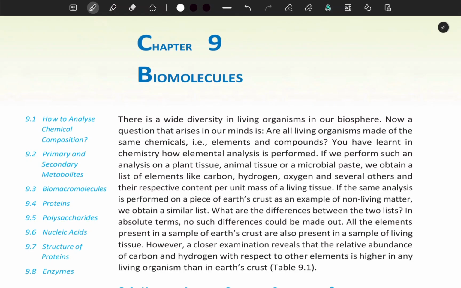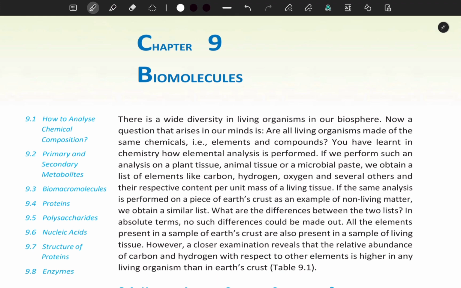Chapter 9 Biomolecules. There is a wide diversity in living organisms in our biosphere. Now, a question that arises in our minds is, are all living organisms made up of the same chemicals, that is, elements and compounds? You have learnt in chemistry how elemental analysis is performed. If we perform such an analysis on a plant tissue, animal tissue, or a microbial paste, we obtain a list of elements like carbon, hydrogen, oxygen, and several others, and their respective content per unit mass of living tissue.